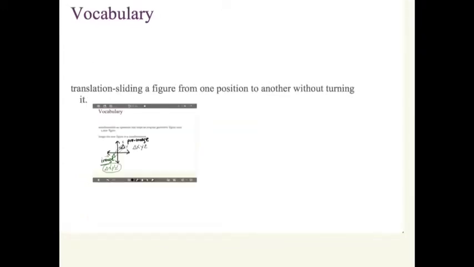Our next word, translation, refers to basically sliding a figure from one position to another without turning it at all. I put this little picture of the last slide here to show you that that was indeed a translation. We literally slid the triangle from one place to another. We didn't flip it, turn it, or invert it. Translation specifically is the type of transformation that is a slide.